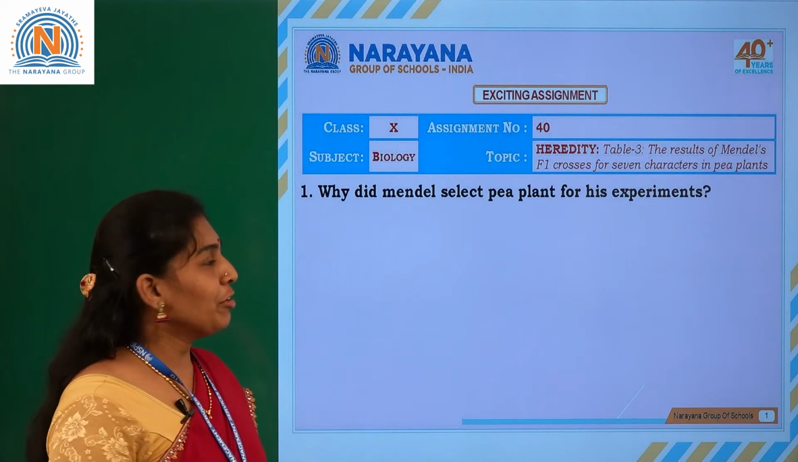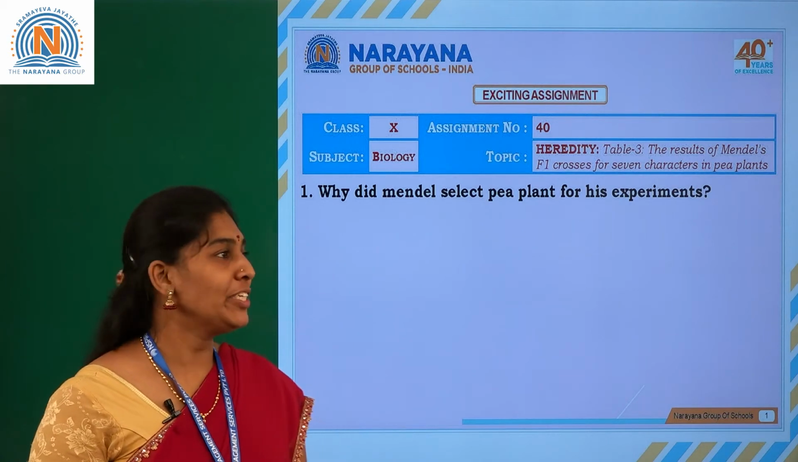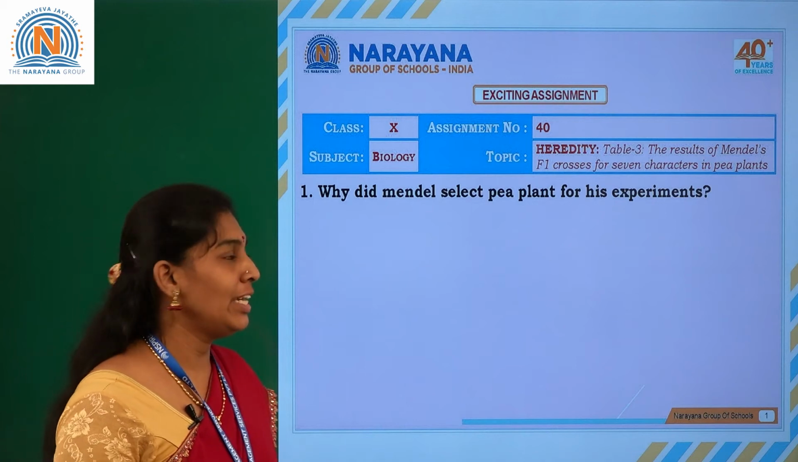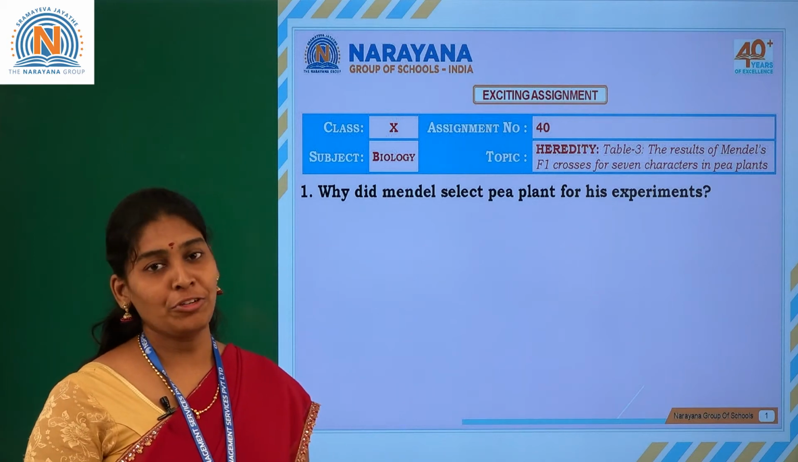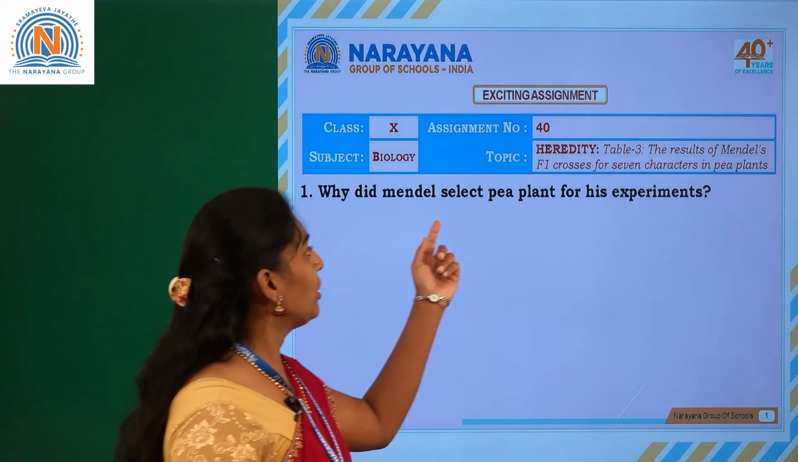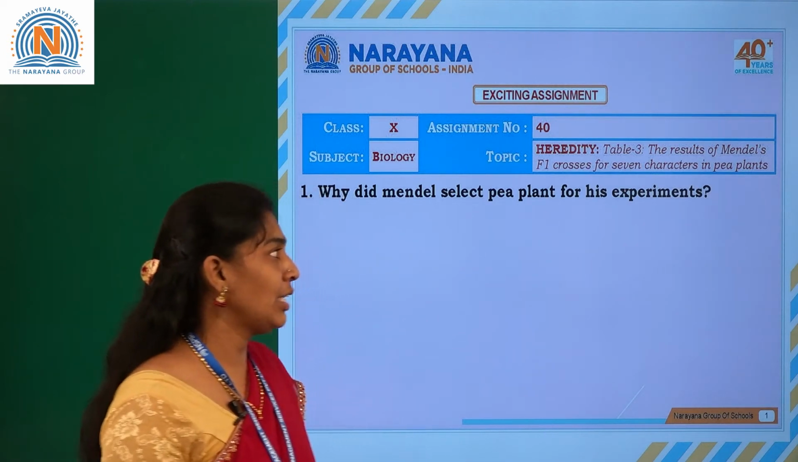Good morning. Today we are going to discuss one of the exciting assignments from class 10th, on the topic of heredity. So let us discuss the questions one by one. The first question: why did Mendel select pea plants for his experiments?